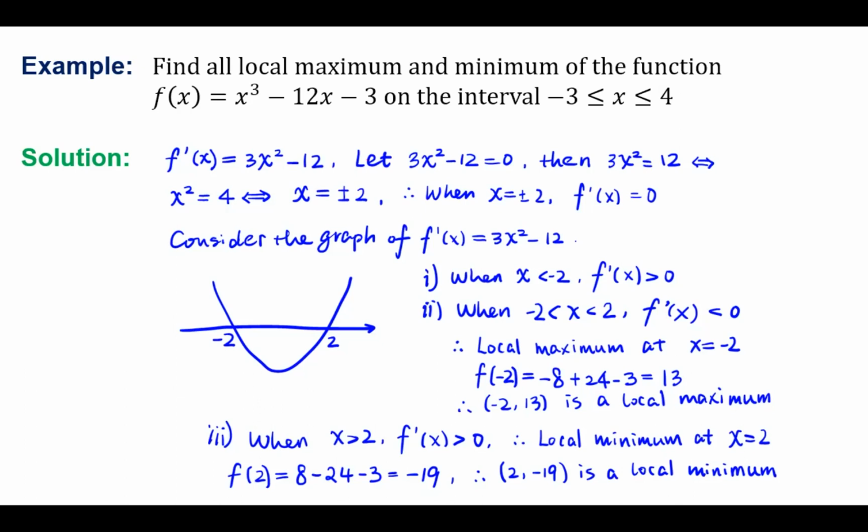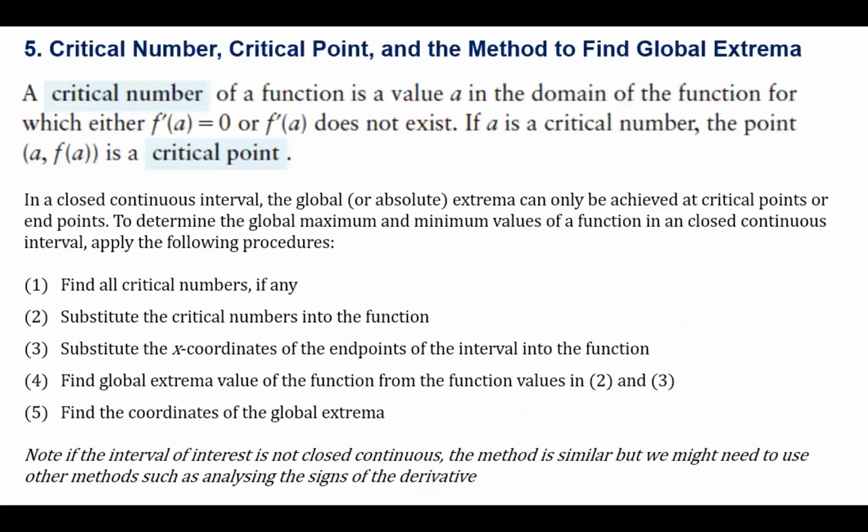All right, then let's have a look at other related concepts, such as critical number, critical point, and the method to find global extrema. Okay, first of all, critical number. Critical number of a function is a value a in the domain of the function, for which either the first derivative at x equals a is 0, or the first derivative at x equals a does not exist. Okay, there are 2 conditions.